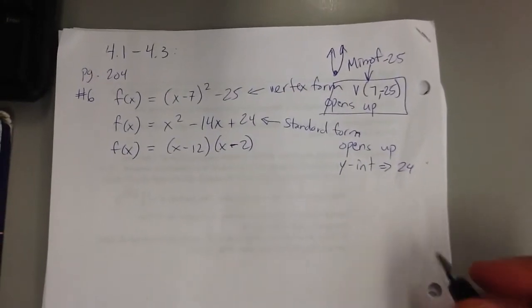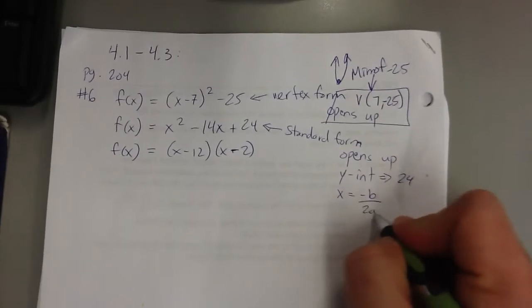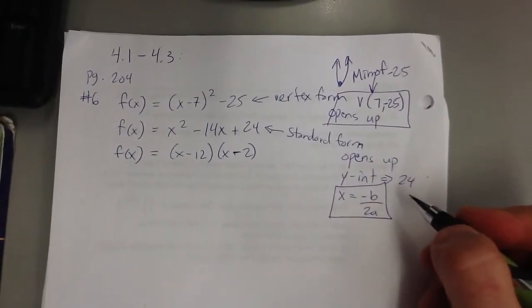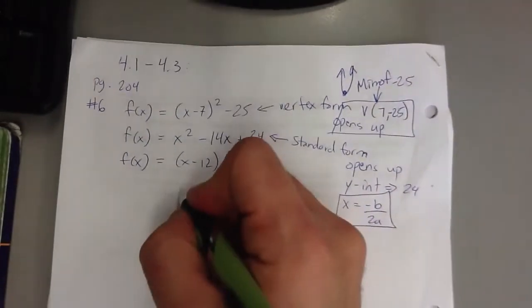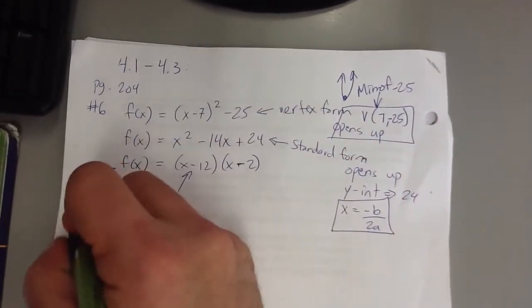If it wanted you to come up with the equation of the axis of symmetry, you could do that by using x = -b/2a. And you can come up with the middle, of course. But right now, that's all it tells you. This is obviously in factored form. Okay, so this is factored form.